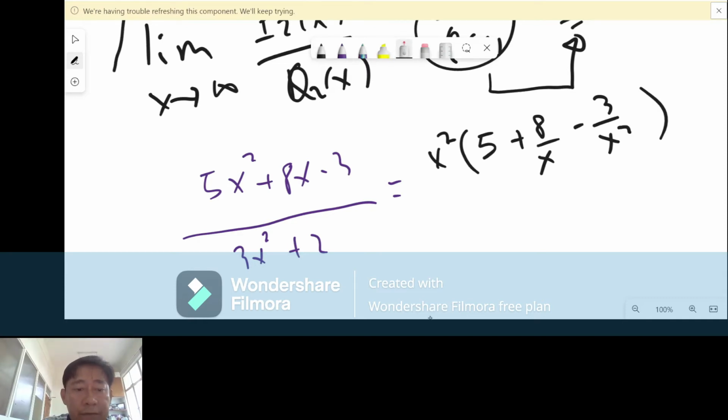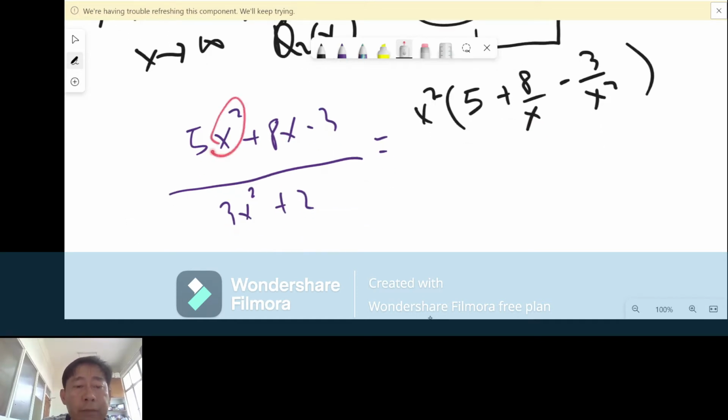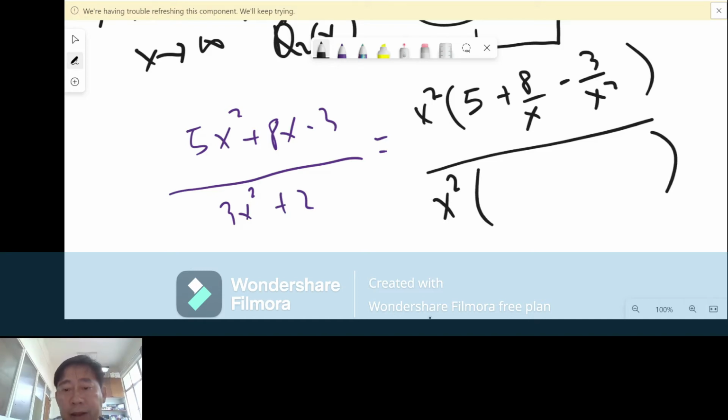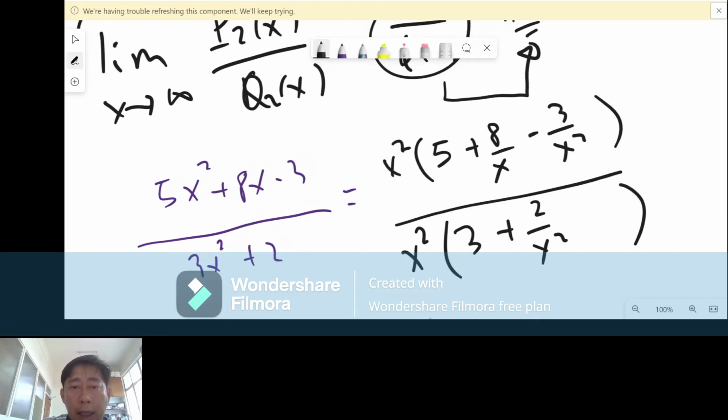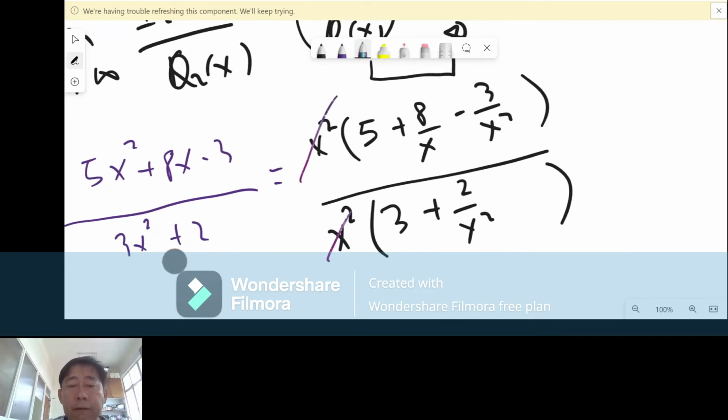So now you have successfully re-expressed this in terms of the product of x squared and the other expression in terms of 1 over x. So if you pull out a factor of x squared upstairs, you also pull out the factor of x squared downstairs, so that the x squared term that you pull out from the numerator and denominator could be cancelled off later. Then you're left with 3 plus 2 over x squared. And then x squared could get cancelled off. Then you're left with this expression.